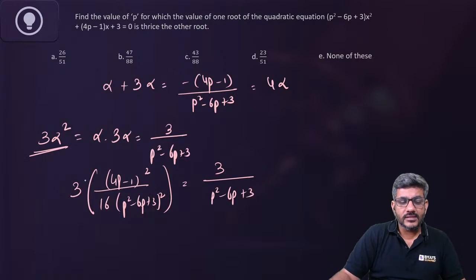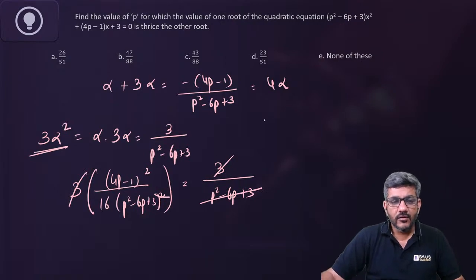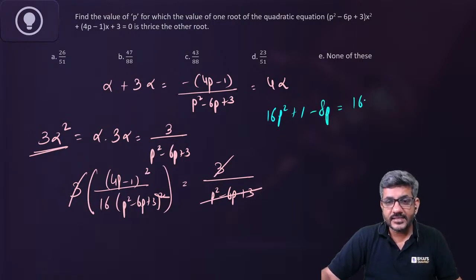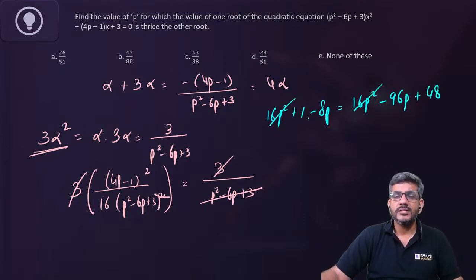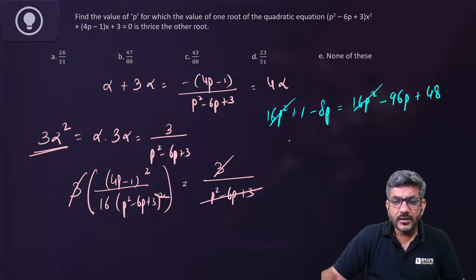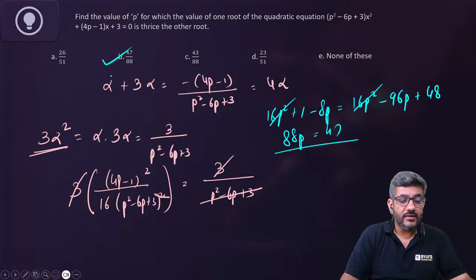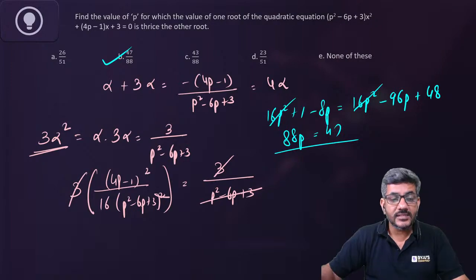And now this is the equation. 3 and 3 are cancelled out. This square would cancel out with this complete thing. Let's write it now. (4p minus 1) square is 16p square plus 1 minus 8p. On the right hand side, I have 16p square minus 96p plus 48. They will also cancel out. तो बस काफी हद तक तो काम हमारा हो ही गया है. So now I have 88p is equal to 47. So p is 47 divided by 88. B option is the right answer.